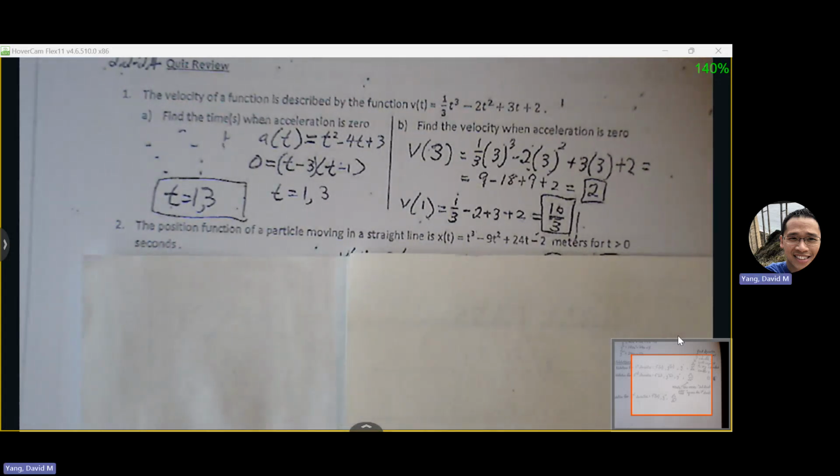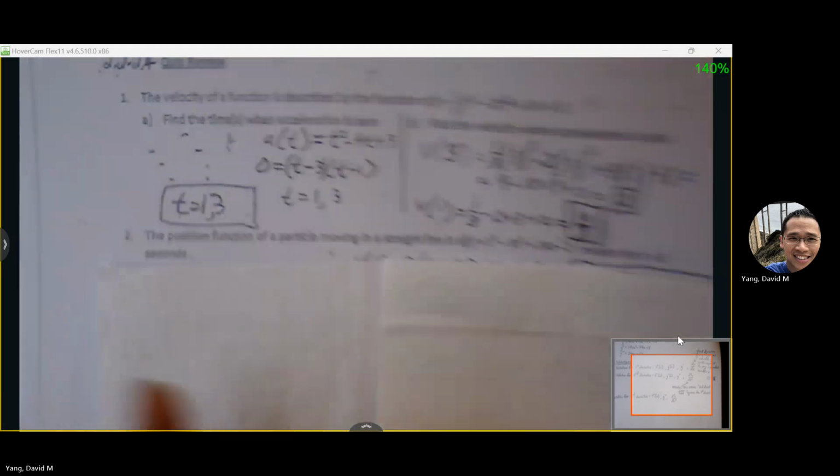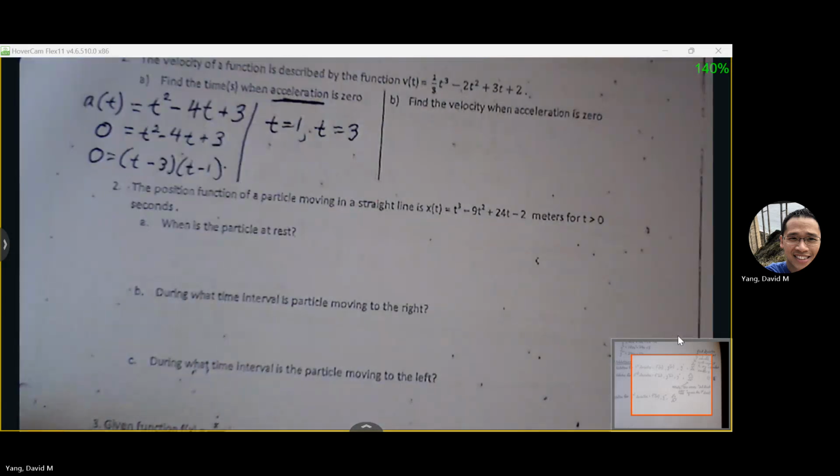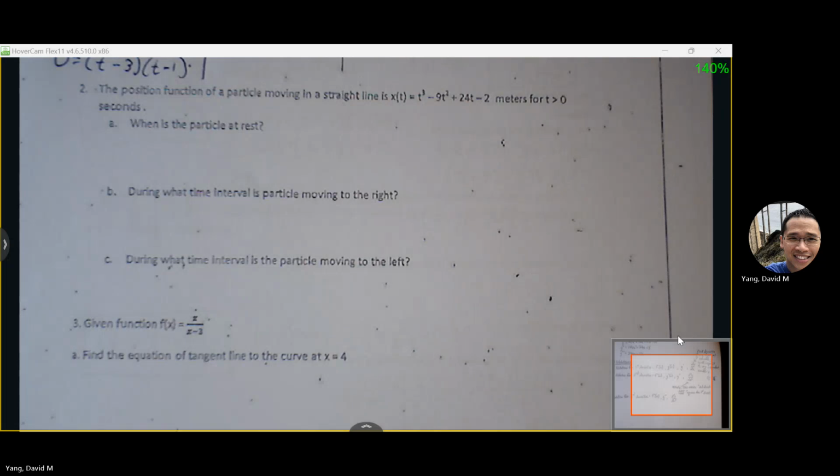And then velocity at 1 second, or when t equals 1, is 1/3 minus 2 plus 3 plus 2, which is 10/3. Okay, questions so far?